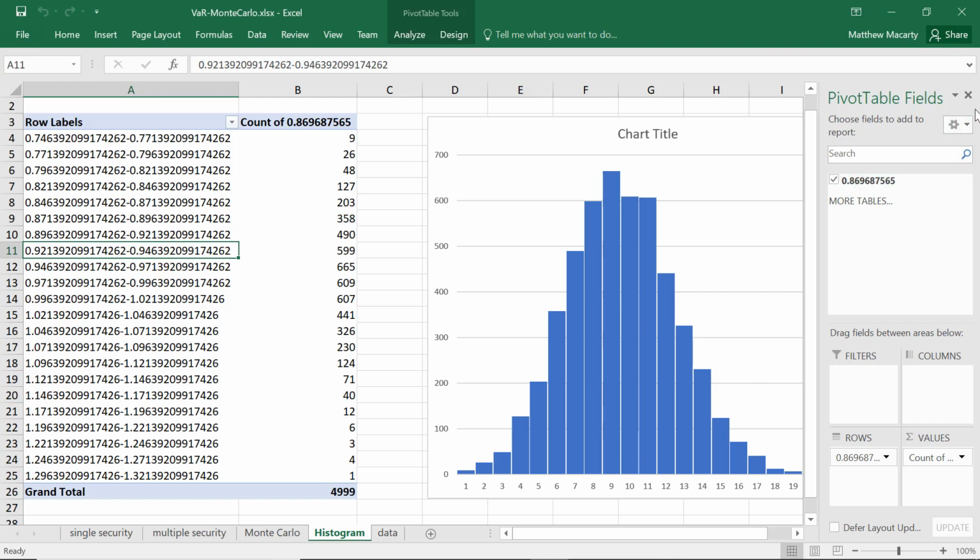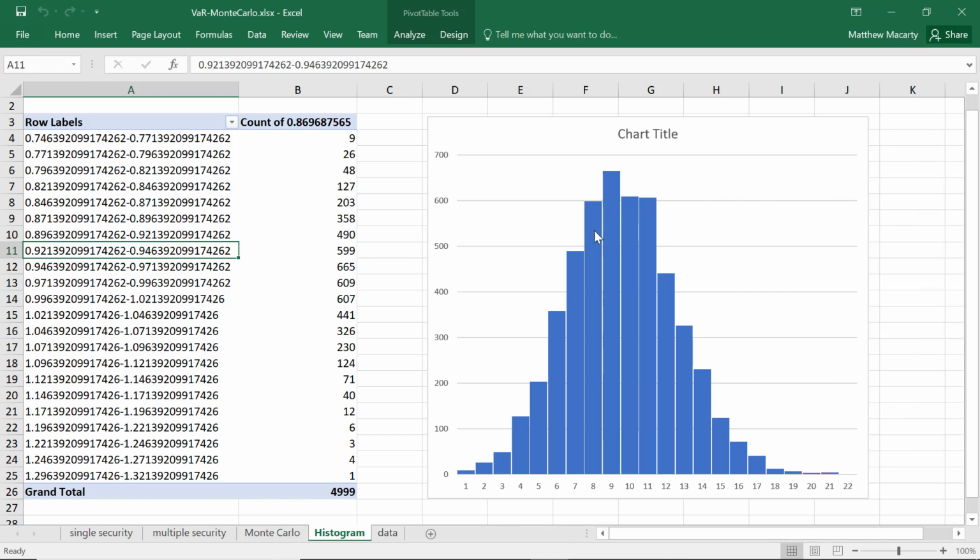And we can see that the distribution of possible ending values is slightly right skewed. The value at risk that we're talking about is somewhere down in this area, where most of the time portfolio ending values are going to be up somewhere in here. So I hope that helps with a Monte Carlo simulation of value at risk.